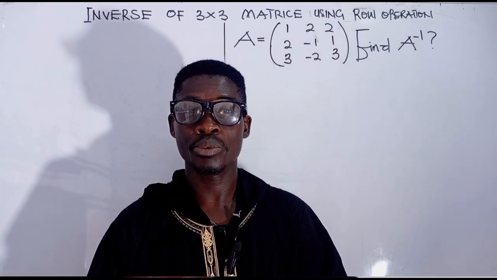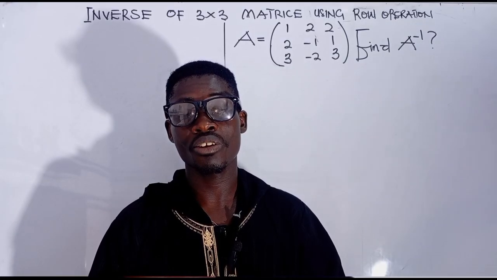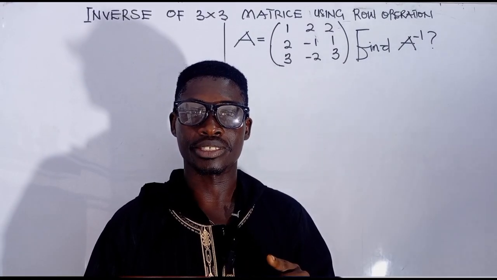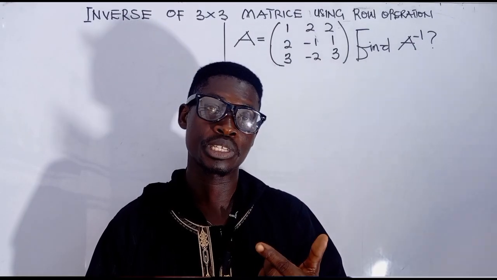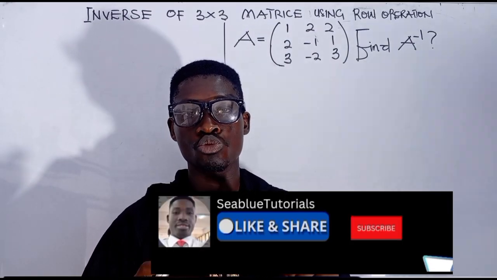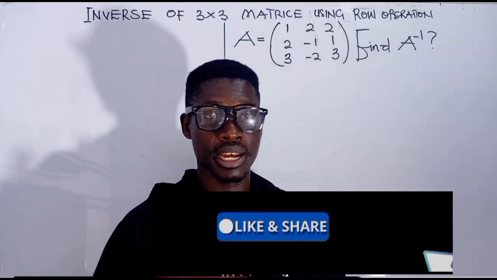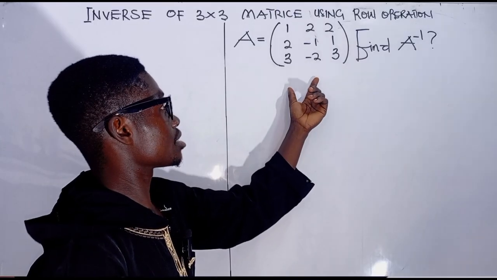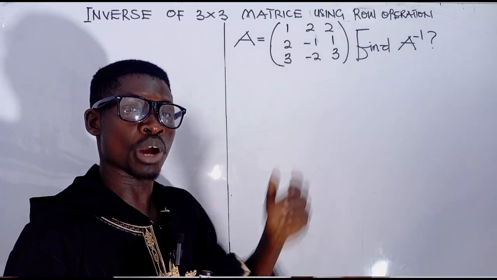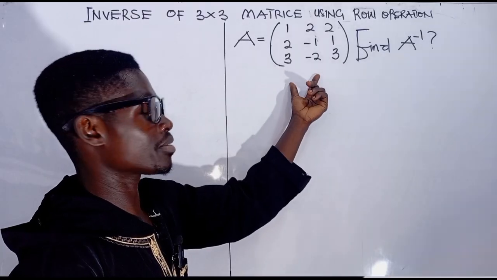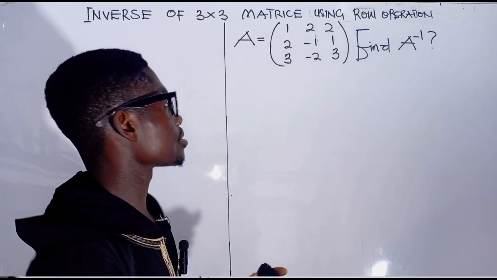In this very lesson, we want to see how we can use the row operation to find the inverse of a 3 by 3 matrix. Remember, in our previous lesson, we learned how to use the row operation to find the inverse of a 2 by 2 matrix. We are going to apply the same concept here. Looking at this matrix, it is a 3 by 3 matrix, and therefore we are going to augment it by a 3 by 3 unit matrix.